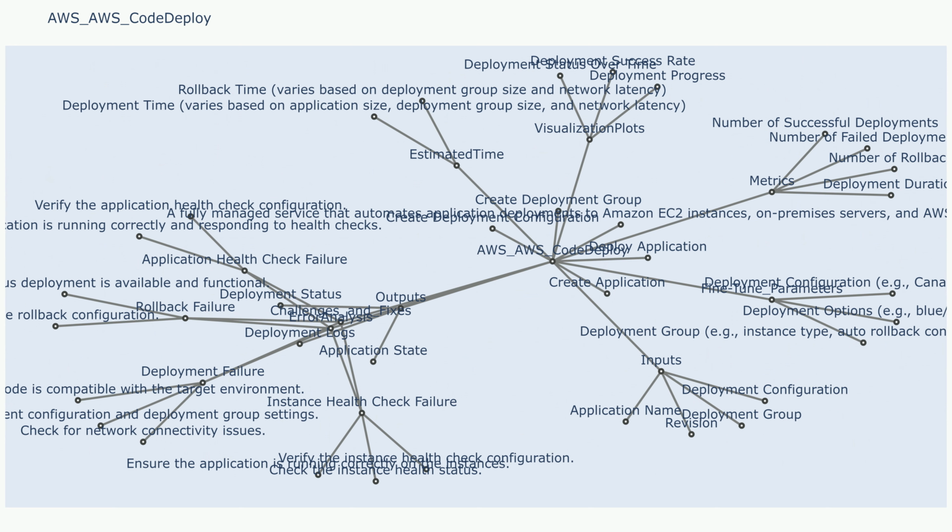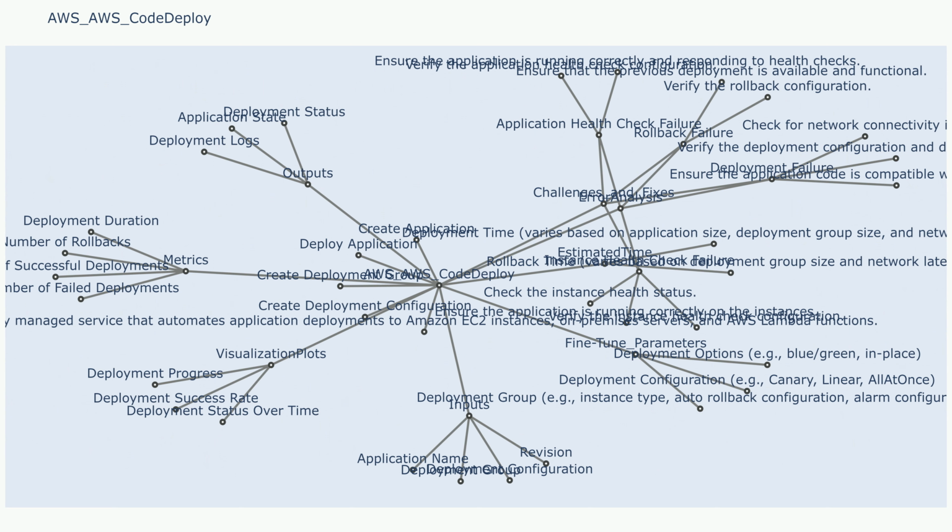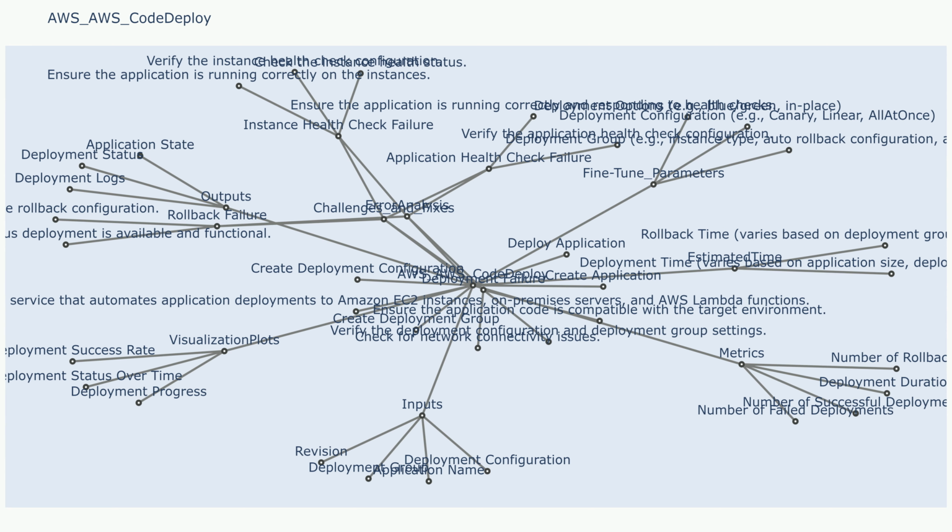Name: S3 bucket (optional). Purpose: to store application code, deployment configurations, and other related files. Explanation: While not mandatory, using an S3 bucket for storing deployment artifacts can improve efficiency and scalability. CodeDeploy can retrieve deployment packages directly from S3, eliminating the need for local storage.